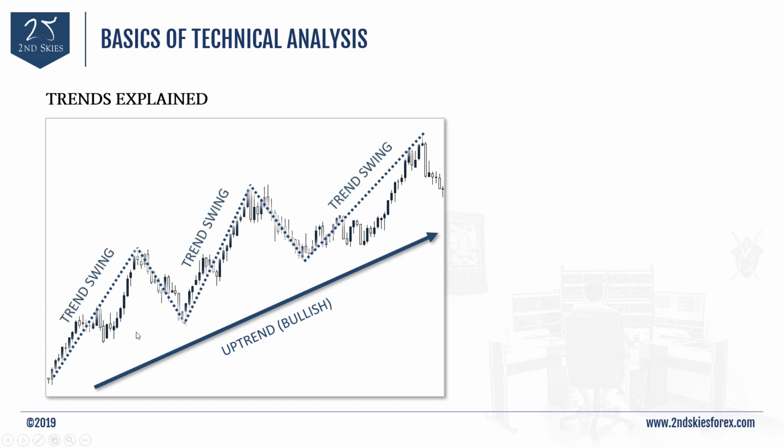And these are called trend swings or trend legs. So you have a trend swing up and you have a swing down, a swing up, a swing down, and these pullbacks are weaker compared to the trend swings and the trend legs up. And this is what forms the trend.